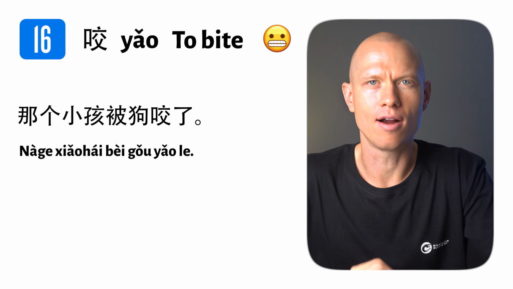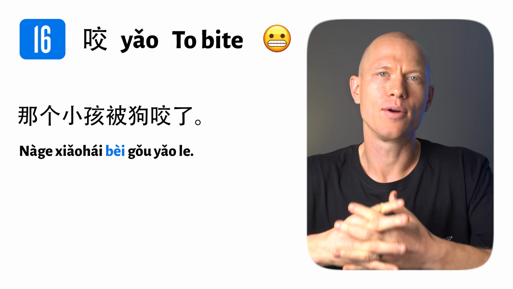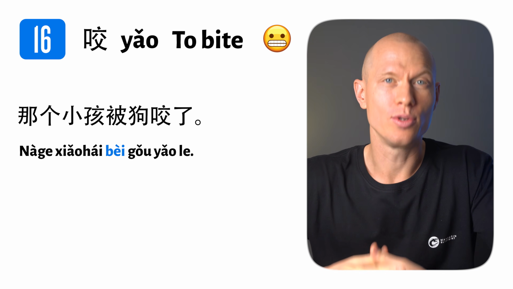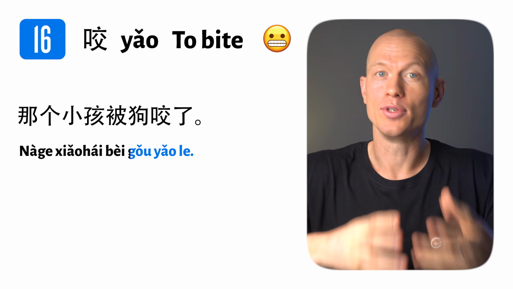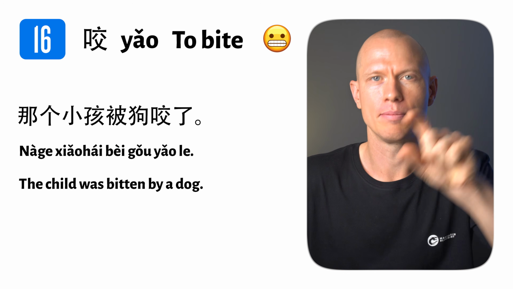Next verb, 咬, to bite. 那个小孩被狗咬了. 被 is how you talk about things that happened to someone. So you would say in Chinese, 被 and then the thing that happened to them. The child was bitten by the dog.